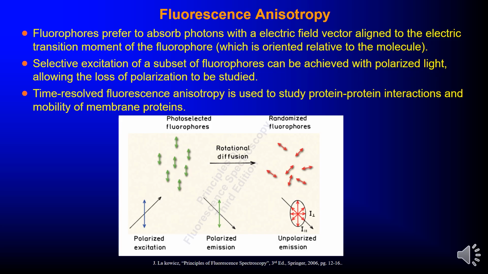Time-resolved fluorescence anisotropy is used to study protein interactions and mobility of membrane proteins. You should be able to see polarized excitation and polarized emission.